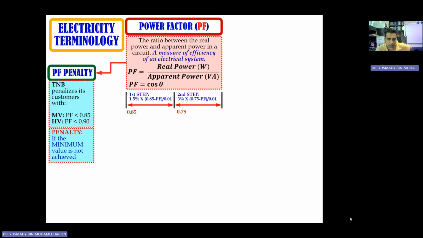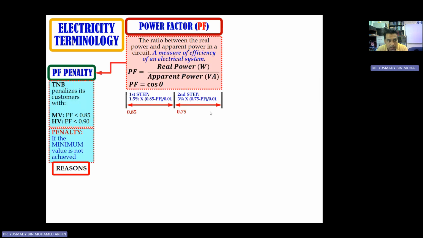So the range actually depends on the current value of PF. For example, if the current PF is 0.80, which is in between 0.85 and 0.75, the formula involved in the calculation is only the first step. However, if the value of PF is, for example, 0.6, we need to include both. Step number one, between 0.85 and 0.75, and also step number two, between 0.75 and the current value of PF.